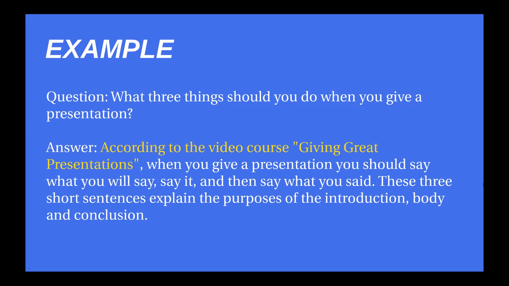In our example, what 3 things should you do when you give a presentation? The yellow part here, according to the video course, Giving Great Presentations, tells where my information comes from. This is our citation. If you notice here, we don't have to do these things in the same order. In R-A-C-E, C is the 3rd letter here, but we're doing it first in our answer.